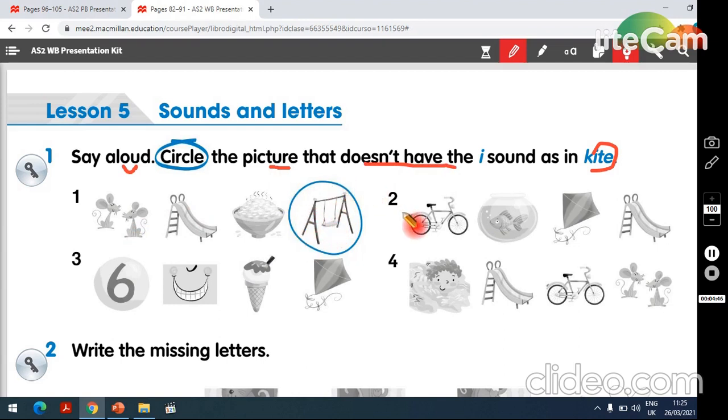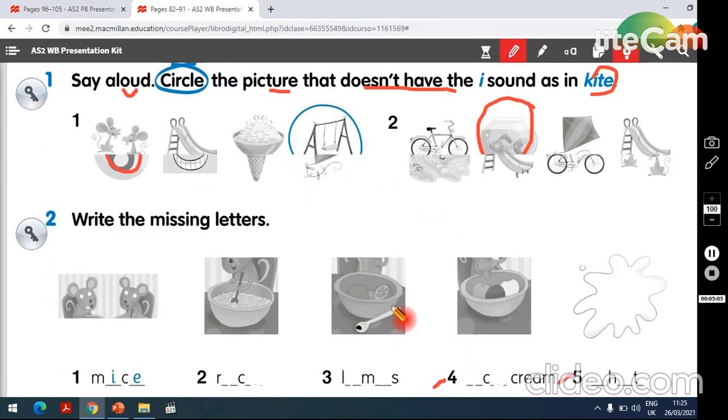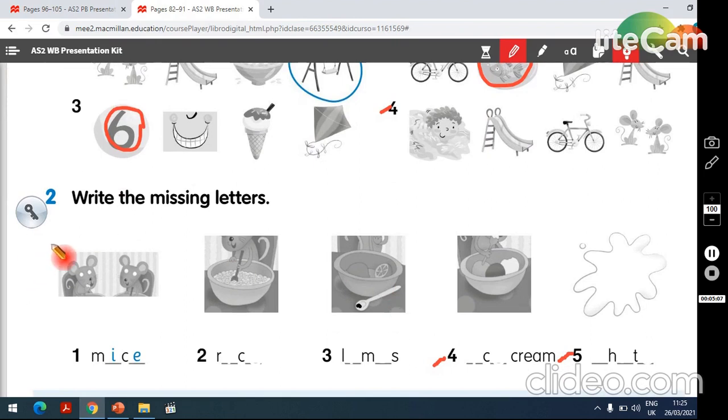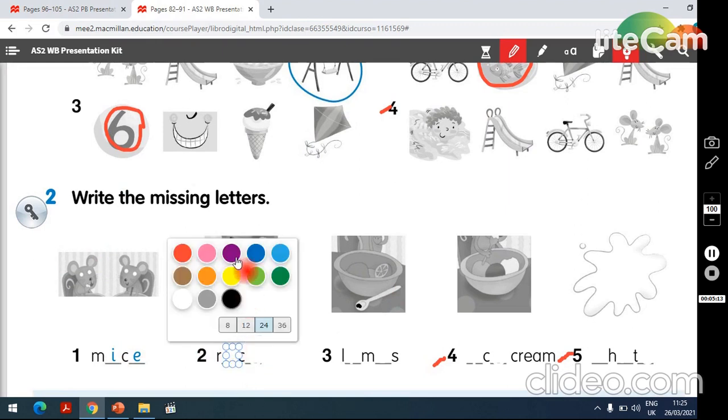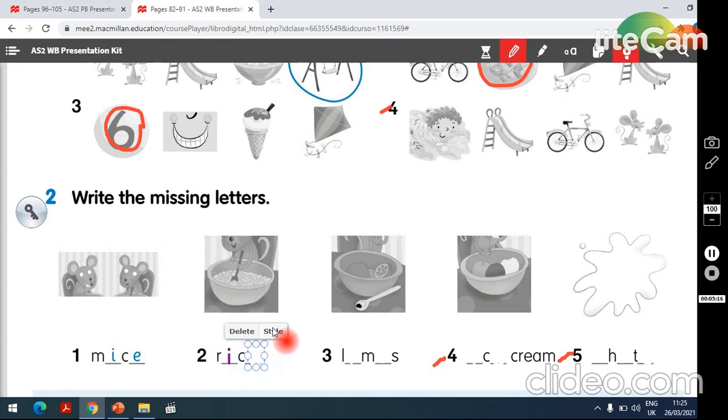What about number 2? Bike, fish, kite, and slide. Yes, fish is the different word. 3. Six, small, ice cream, and kite. Yes, six is different. Now 4 is your homework. Now let's move to activity number 2. Write the missing letters. Here we have mice. Here, rice. So the missing letters are I and E.